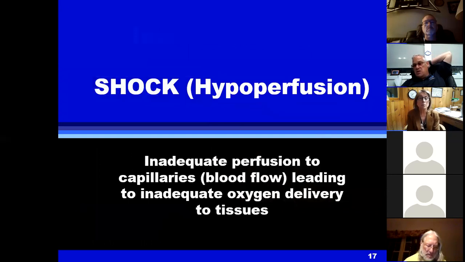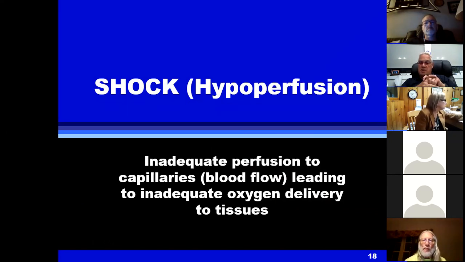Okay, so let's get into the actual shock part of it. Hypoperfusion just means that there's low perfusion. Perfusion means that the cells are getting what they need to stay alive. At the very basic level, cells need oxygen and sugar, and they need to remove waste products, which are carbon dioxide and other waste products from the cell. If they're doing that, then we have what's called aerobic metabolism. Metabolism is making energy. Aerobic is making it with plenty of oxygen.